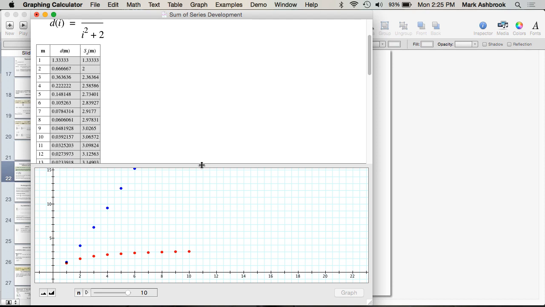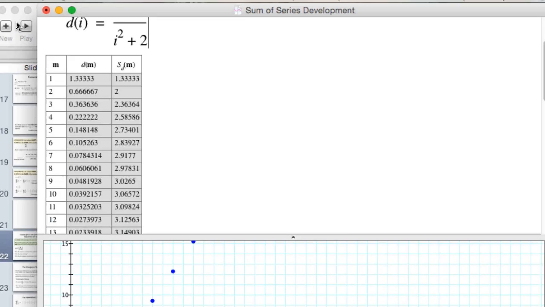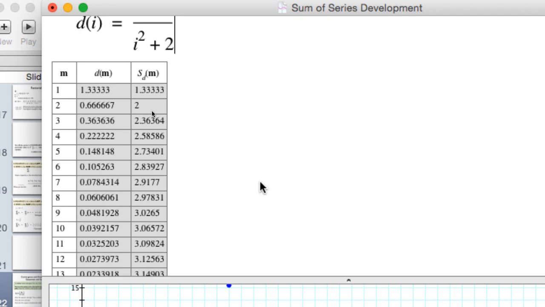All right, so here, this is for D. I'll make it bigger here. Okay, so we got 4/3 for the first term, 2/3 for the second, and then the sequence of partial sums in a column over here. So S sub D of 7 is the sum of the first 7 terms. S sub D of 10 is the sum of the first 10 terms.